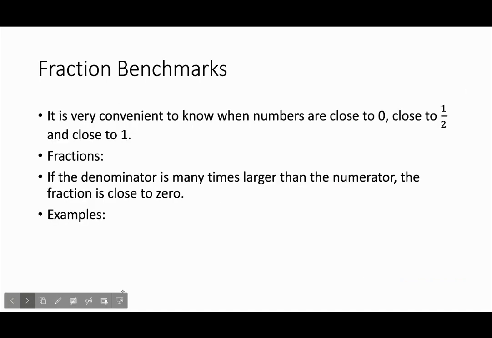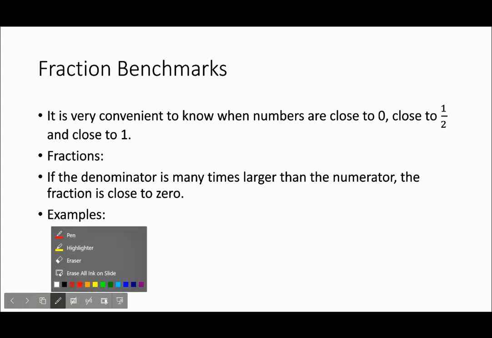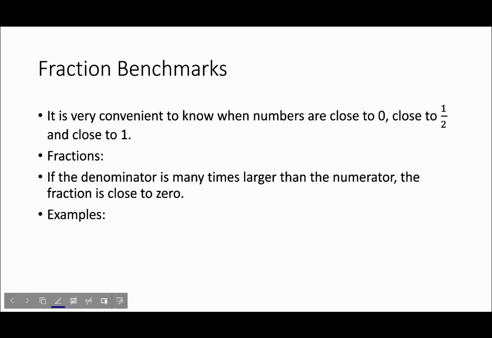Let's do some examples here. So it's very convenient to know when numbers are close to 0, close to 1/2, and close to 1, as shown in that image before. So the first thing you want to know is if the denominator is many times larger than the numerator, then the fraction is close to 0. So let me just provide a couple examples here. So let's say you have a number like 1/1000. That is super small. So out of 1,000 pieces, you only have 1. That number is super tiny.